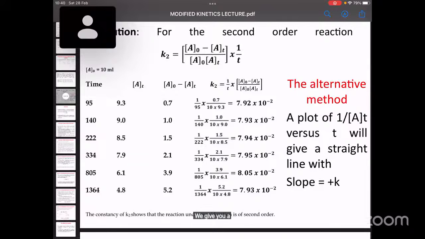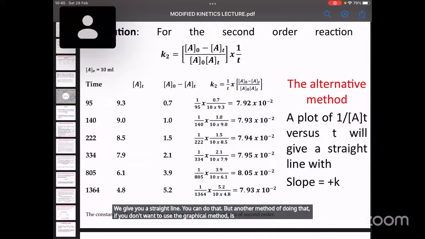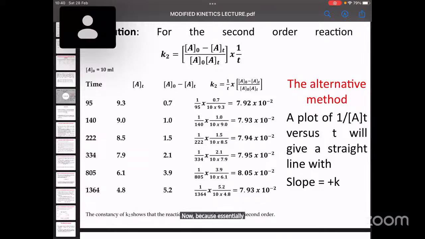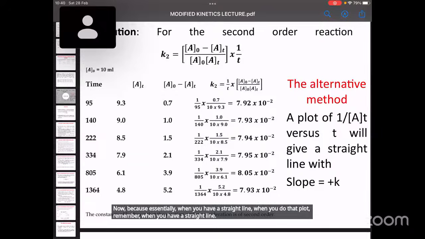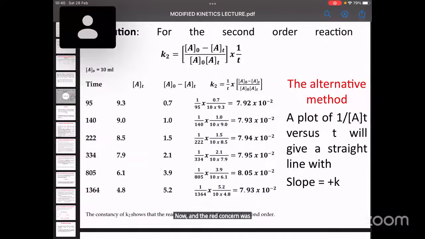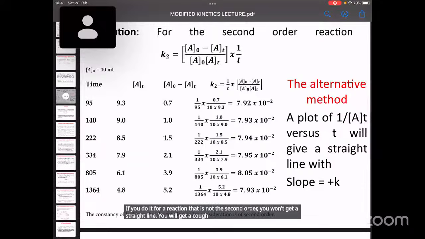You can do that. But another method, if you don't want to use a graphical method, is to calculate the rate constant. Remember, when you have a straight line, the slope of that line is your rate constant, and the rate constant must be constant throughout. If you do it for a reaction that is not second order, you won't get a straight line. You will get a curve. And what does the curve mean? It means you will have different rate constants for the same reaction, which should not happen.